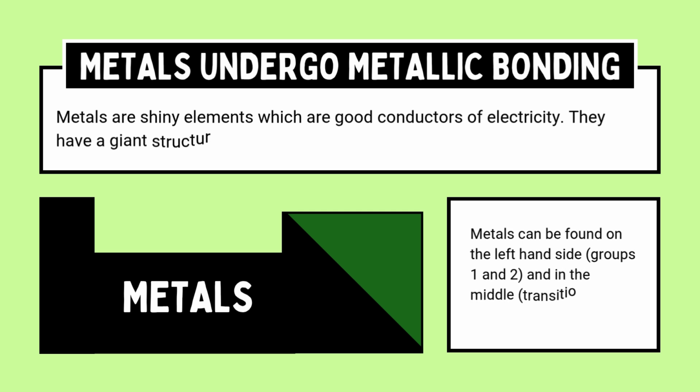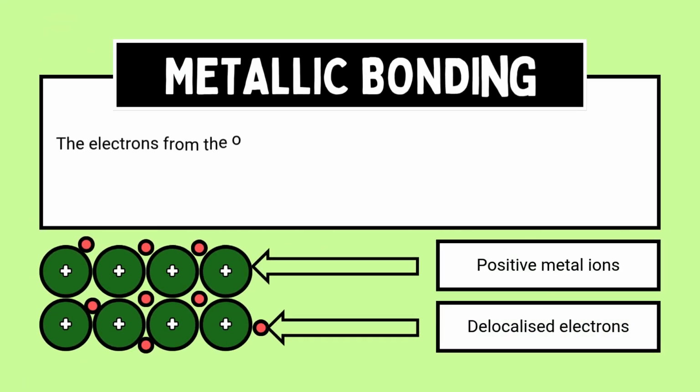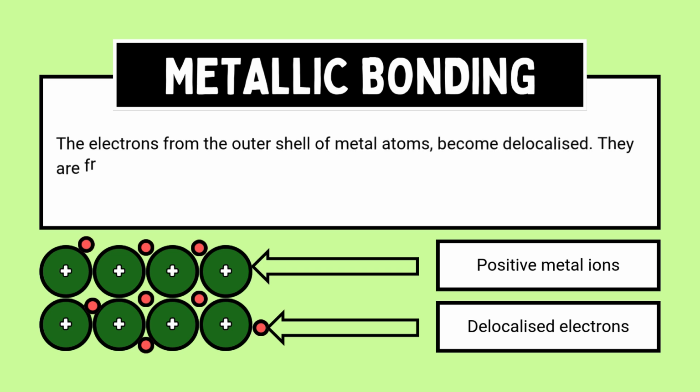They have a giant structure and their atoms are arranged in a regular pattern. Metals can be found on the left-hand side, groups 1 and 2, and in the middle, transition metals, of the periodic table. Metallic bonding: the electrons from the outer shell of metal atoms become delocalized. They are free to move.